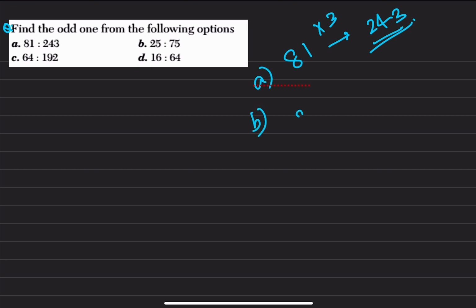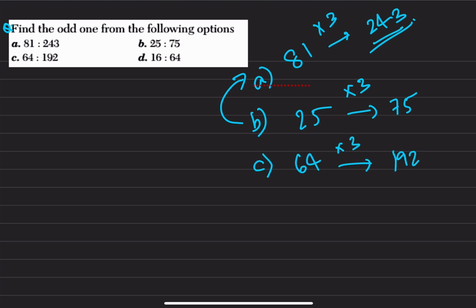Option B would be 25 to 75. Yes, this checks out. So if you multiply with 3, you'll get the same relationship as in A. C also, 64 to 192. You multiply with 3, you'll get it.